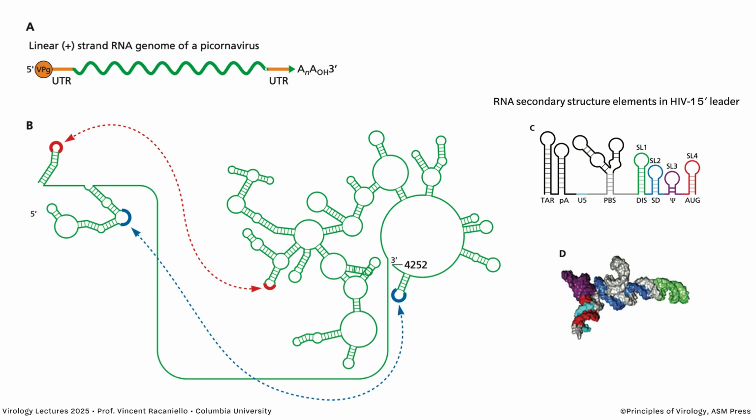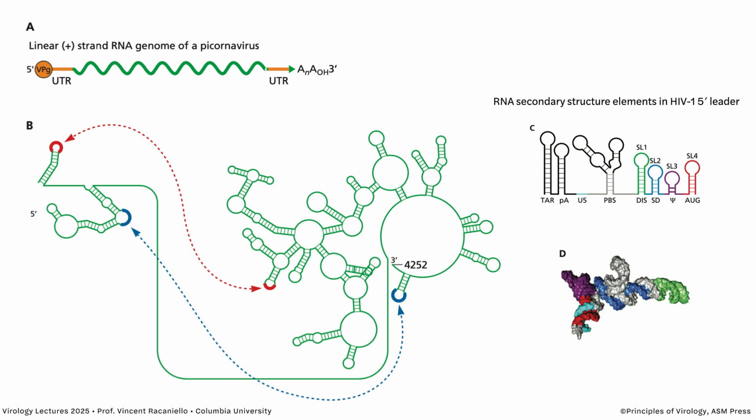On the right is the 5' leader of HIV-1, which has a number of stem loops. Below it is the actual 3-dimensional structure determined by, I think, NMR, which shows you the way that this RNA is structured. And this is important for replication of the virus. So don't look at them as just lines on a sheet.